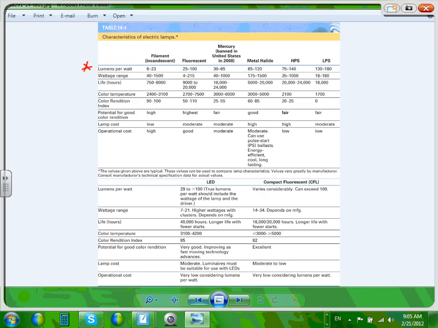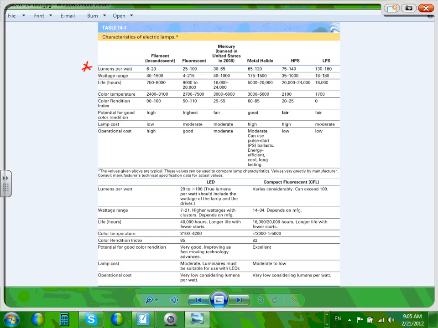Mercury, we don't want to use it, banned in the U.S., of course. Skip the mercury. Metal halide, 120 lumens per watt. And high pressure sodium, 140. Low pressure sodium is the best, 180. But what's the problem with low pressure sodium? You can't find your car in the parking lot. Its color discrimination is almost zero.